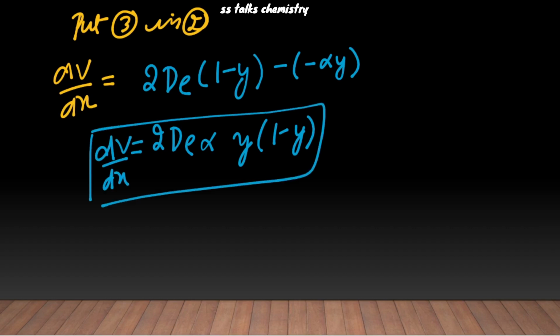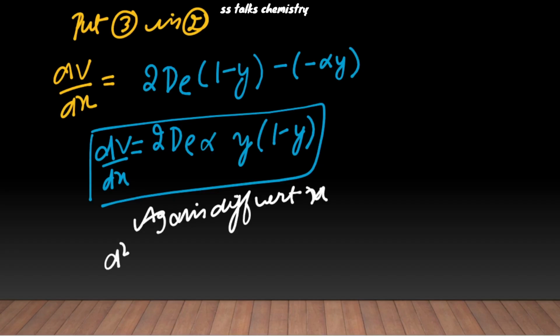Now again differentiate it with respect to x. So we will be getting d square V by dx square. It will be 2 De alpha.